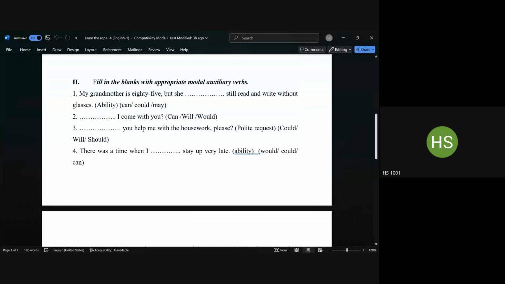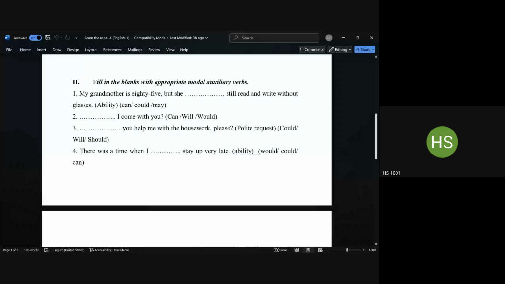So first question here is, my grandmother is 85, but she dash still read and write without glasses. The context is to show ability, and you need to choose between can, could, may. Can. Right. So my grandmother is 85, but she can still read and write without glasses. Expression of ability. Second one, dash I come with you. Can, will, would. Can. Can I come with you? Less formal permission.